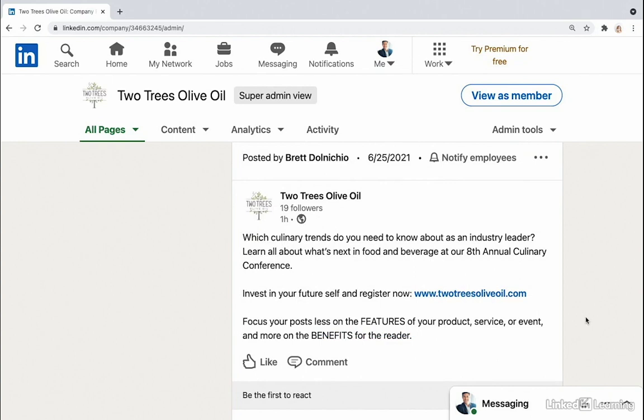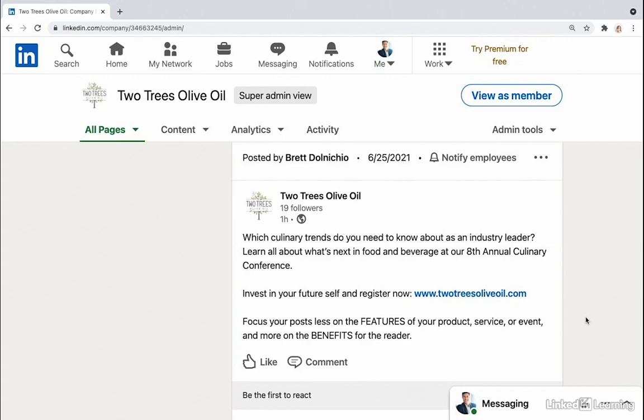Compare that with this one, focusing on the potential growth of attendees. Which culinary trends do you need to know about as an industry leader? Learn all about what's next in food and beverage at our 8th Annual Culinary Conference. Invest in your future self and register now. www.twotreesoliveoil.com.